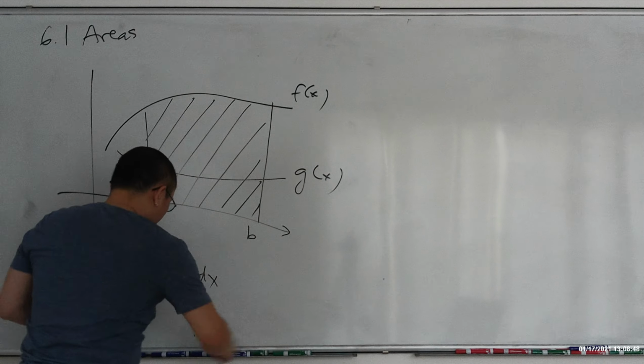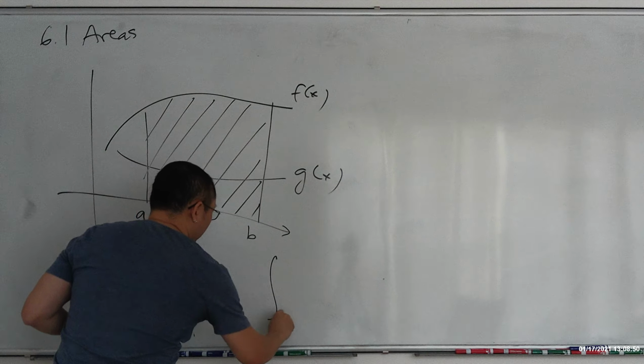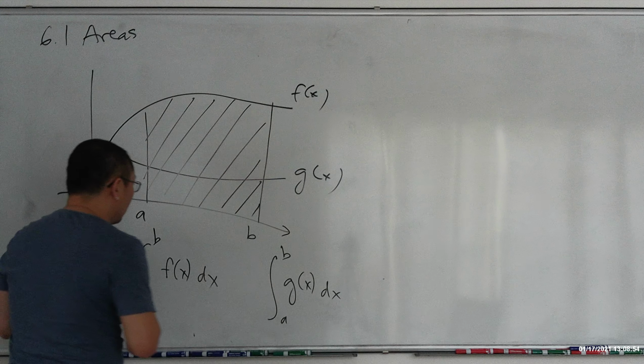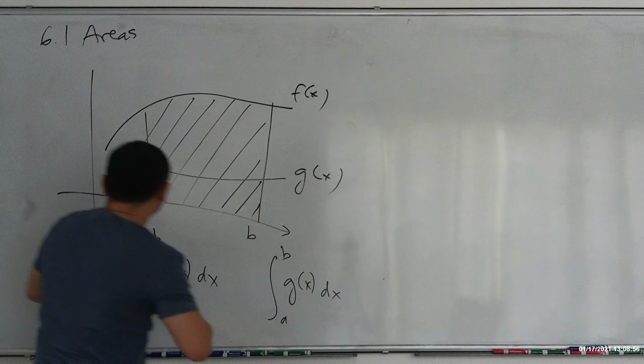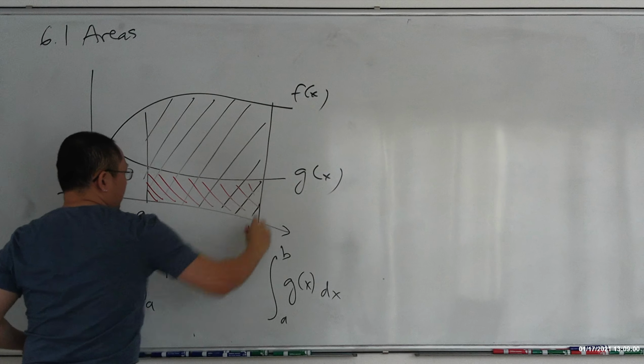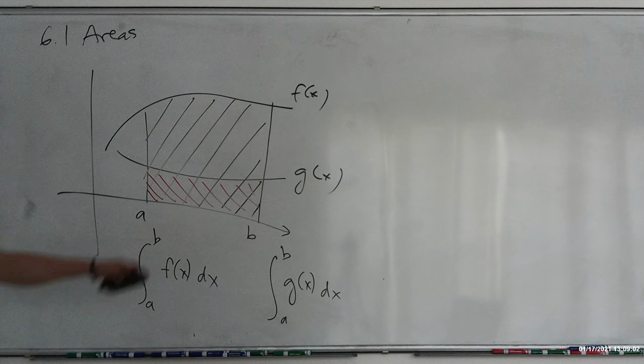And then if you calculate the integral from a to b of g of x dx, you will get this area, the area bounded by the x-axis, the function g, and of course x equals a to b.